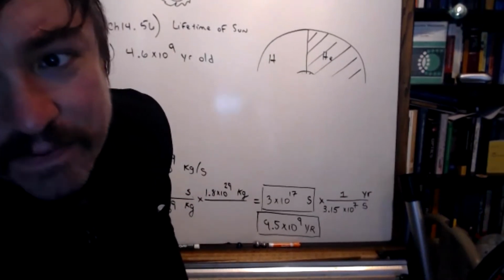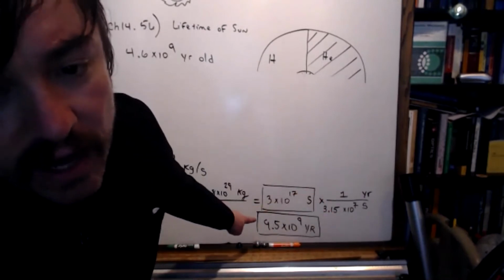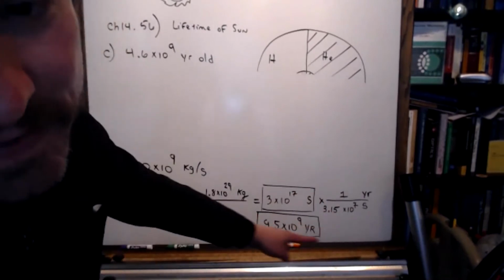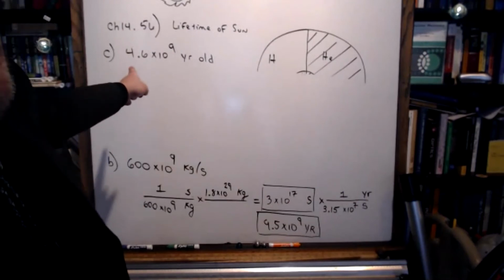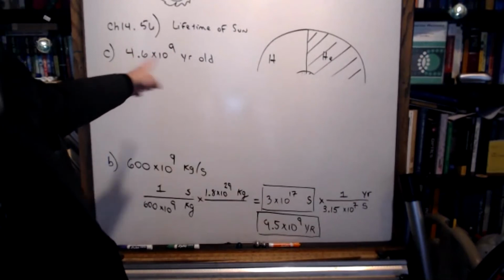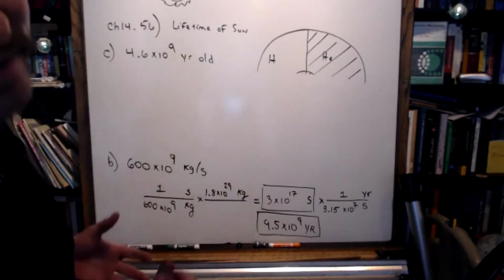So this is a real easy problem. You've got a total lifetime of the sun of 9 billion years, and the sun is 4.6 billion years old. So how long do we have left?